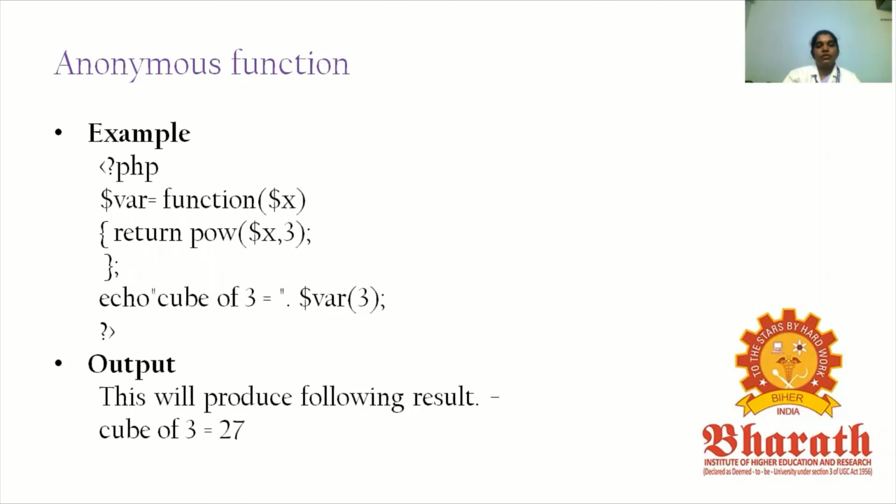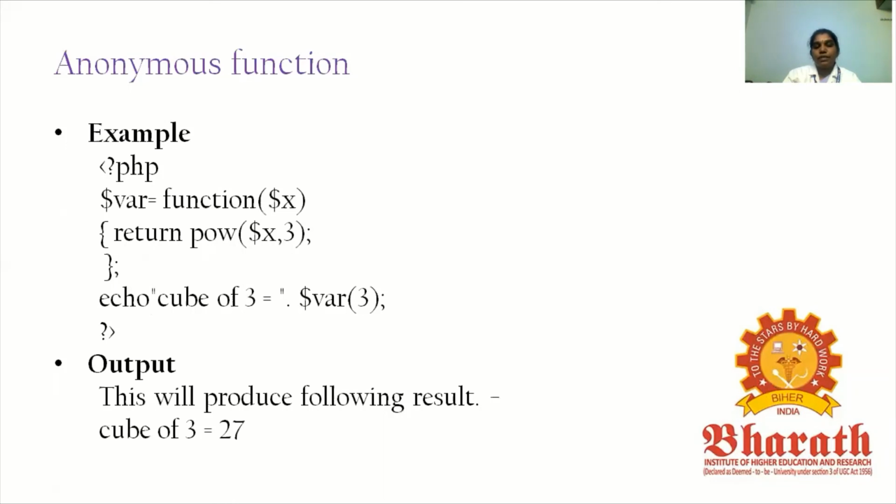Now see an example for an anonymous function. See the example: PHP, $var is equal to function of $x. There is no function name, understand? It has only one argument, $x. Inside it is only one statement: return pow of x comma 3. So echo cube of 3 is equal to, we are invoking the function from this line only. See the dot, what is the dot used for? The dot is used for concatenation. So $var of 3.